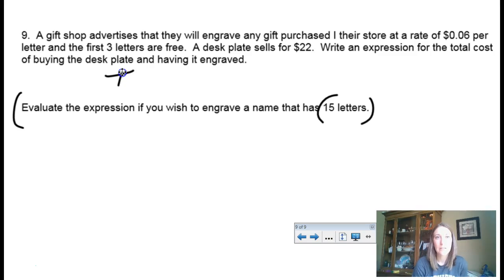So the total cost is going to be the desk plate, which is $22, plus 6 cents. And then it wouldn't make sense just to put a variable after the 6 cents because you're not going to be paying for all of the letters that you're going to engrave. You're only going to be paying for the ones that are after the free letters. Like for instance, if you did 10 letters, you wouldn't be paying for the first 3. You'd only be paying for the 7. If you did 12, you'd be paying for 9. So the way we're getting that is we're taking how many letters that you're engraving, but we're subtracting the 3 free ones. That's going to be our expression.